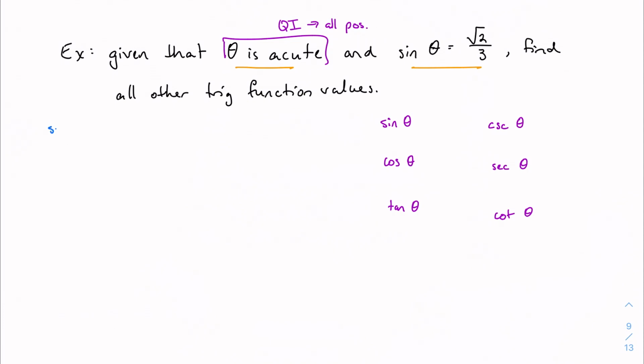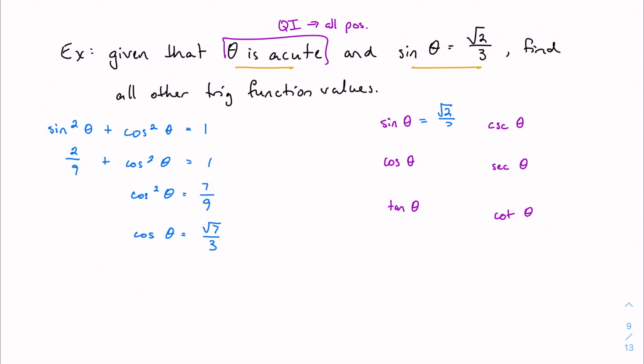I know sine, I can find cosine because the two are linked through the Pythagorean identity. So sine squared is going to be 2 over 9 plus cosine squared equals 1. And so cosine squared is 7 over 9. And then cosine theta would be root 7 over 3. So we know sine, it was given to us, and cosine is root 7 over 3. Did I do that right? Yeah.